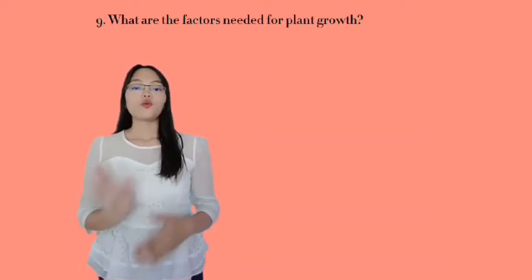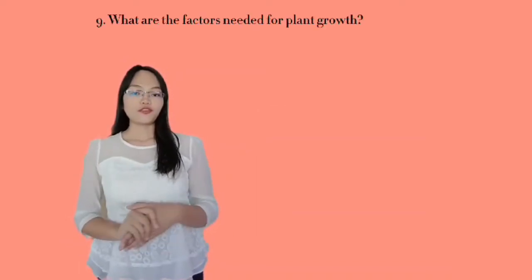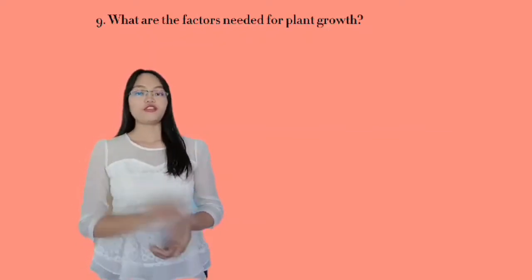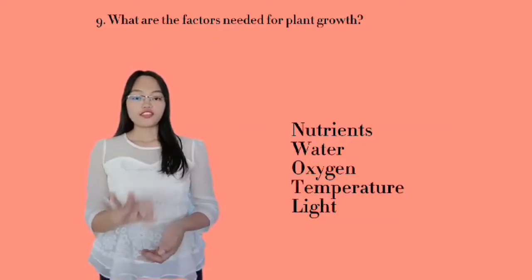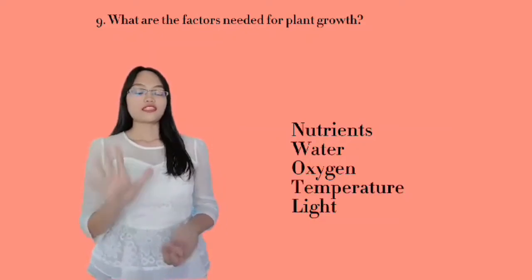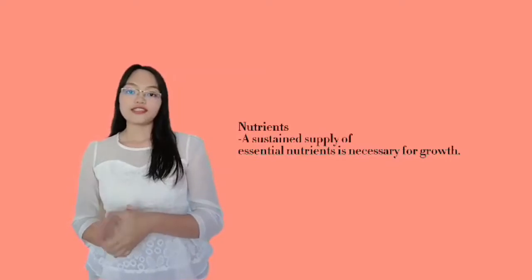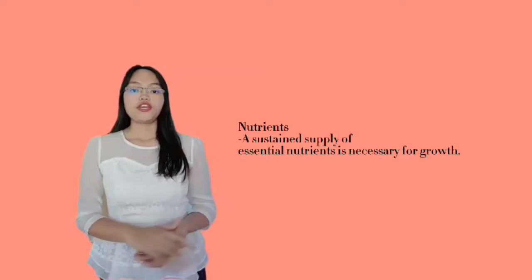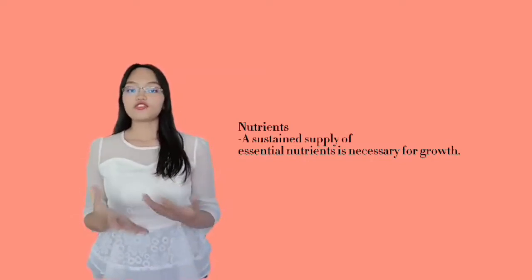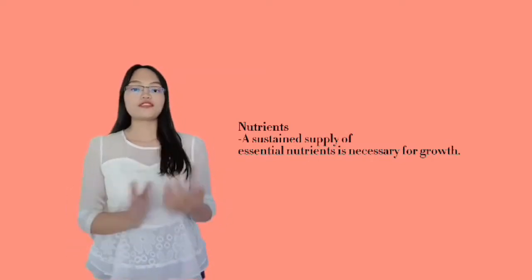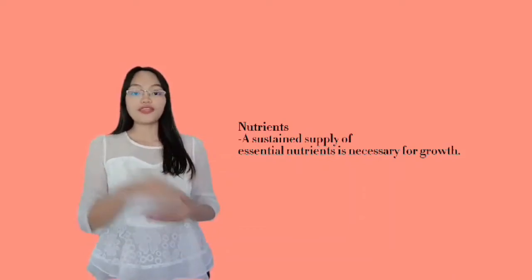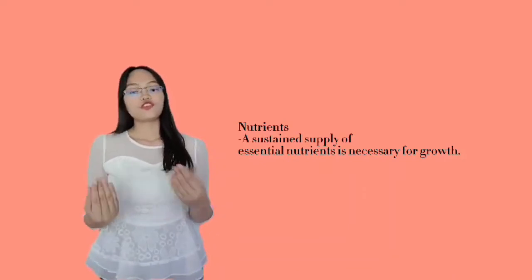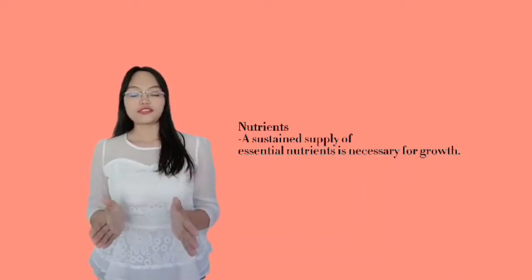Question number 9. What are the factors needed for plant growth? So there are 5 factors needed for plant growth. They are the nutrients, water, oxygen, temperature, and light. So first is the nutrients. A sustained supply of essential nutrients is necessary for growth. If plants get sufficient nutrients, they'll grow fast. But if plants don't get nutrients in sufficient quantity, their growth will cease or stop. So a sustained supply of nutrients for plants is important.